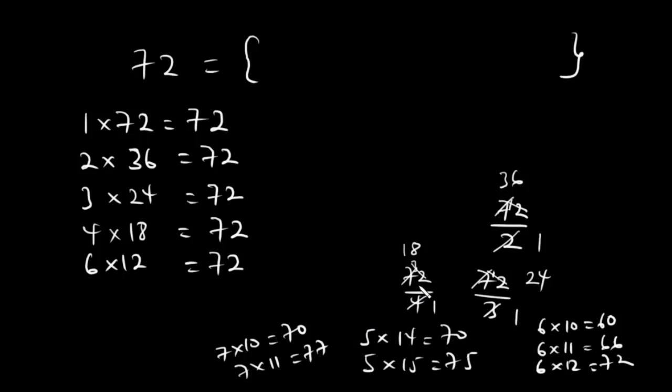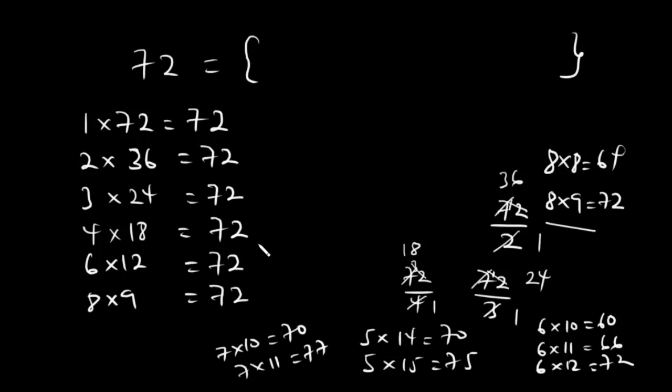Now let's move to 8. 8 times 8 is equal to 64. And then 8 times 9 is equal to 72. So both 8 and 9 are factors of 72. 8 times 9 is equal to 72. So these are the factors of 72.